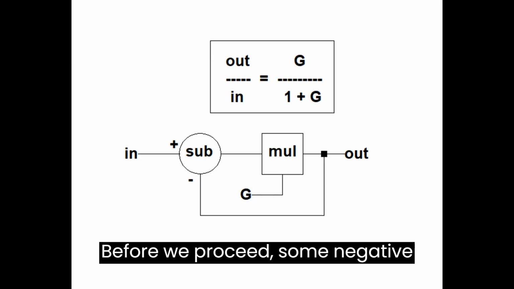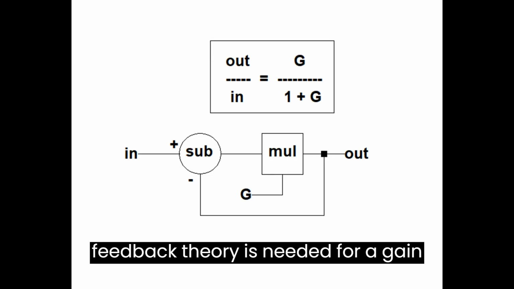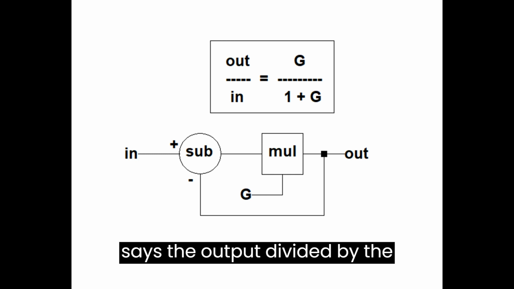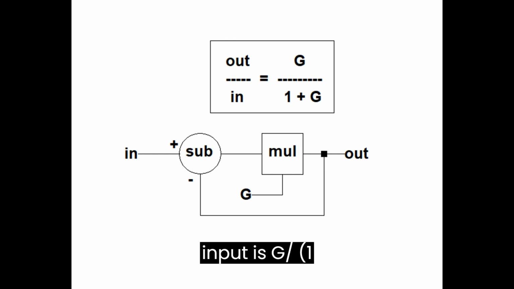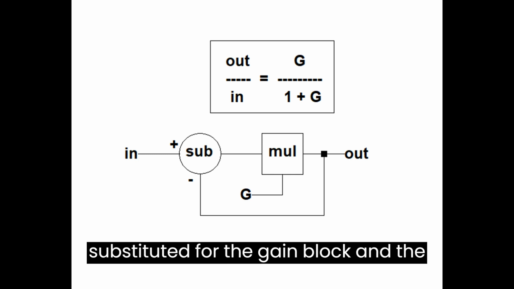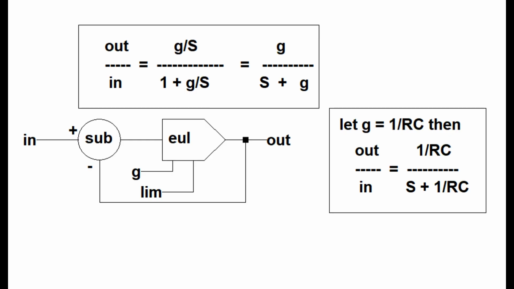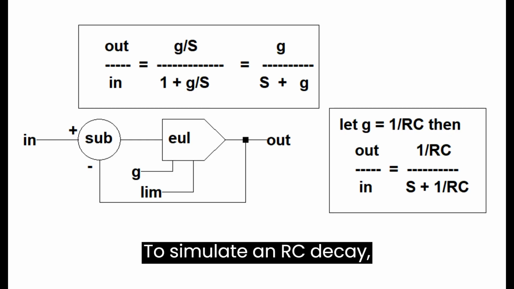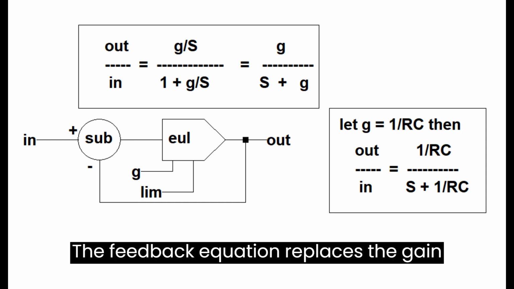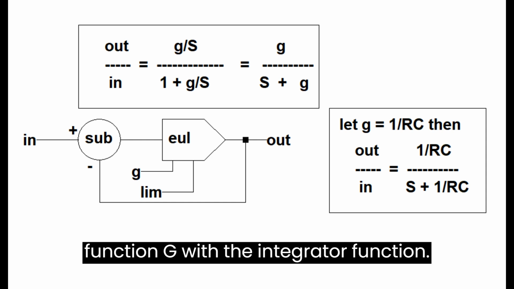Before we proceed, some negative feedback theory is needed. For a gain circuit with gain G, feedback theory says the output divided by the input is G divided by 1 plus G. Any function can be substituted for the gain block and the equation still holds. To simulate an RC decay, negative feedback to the integrator is used.